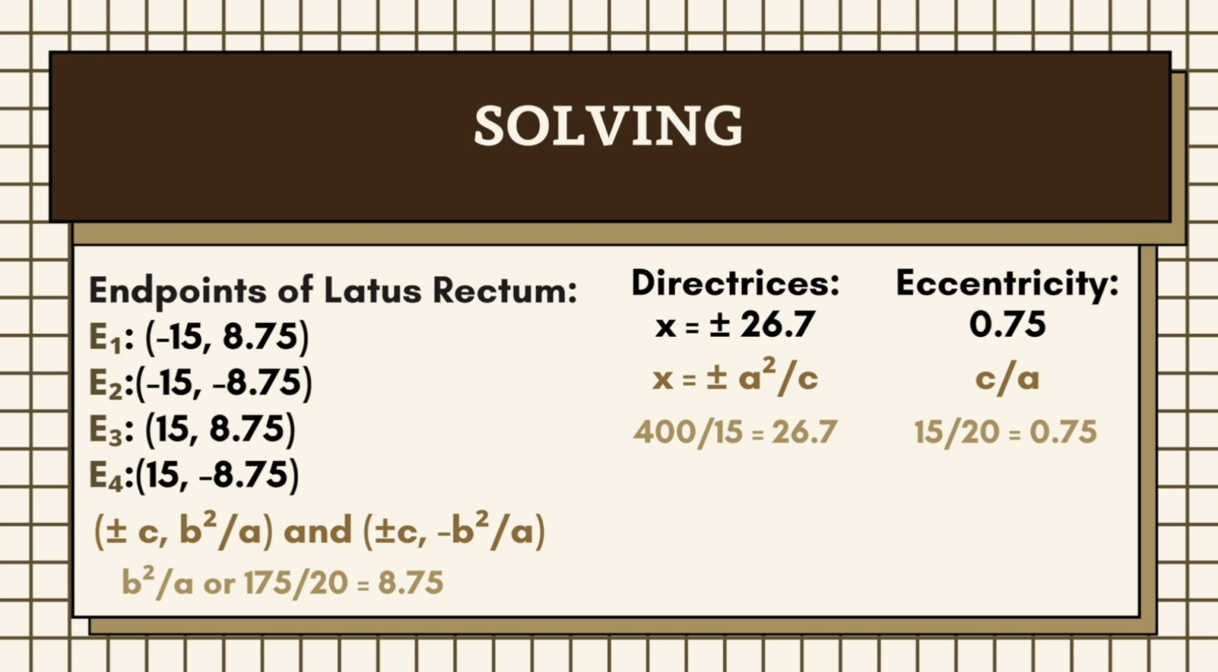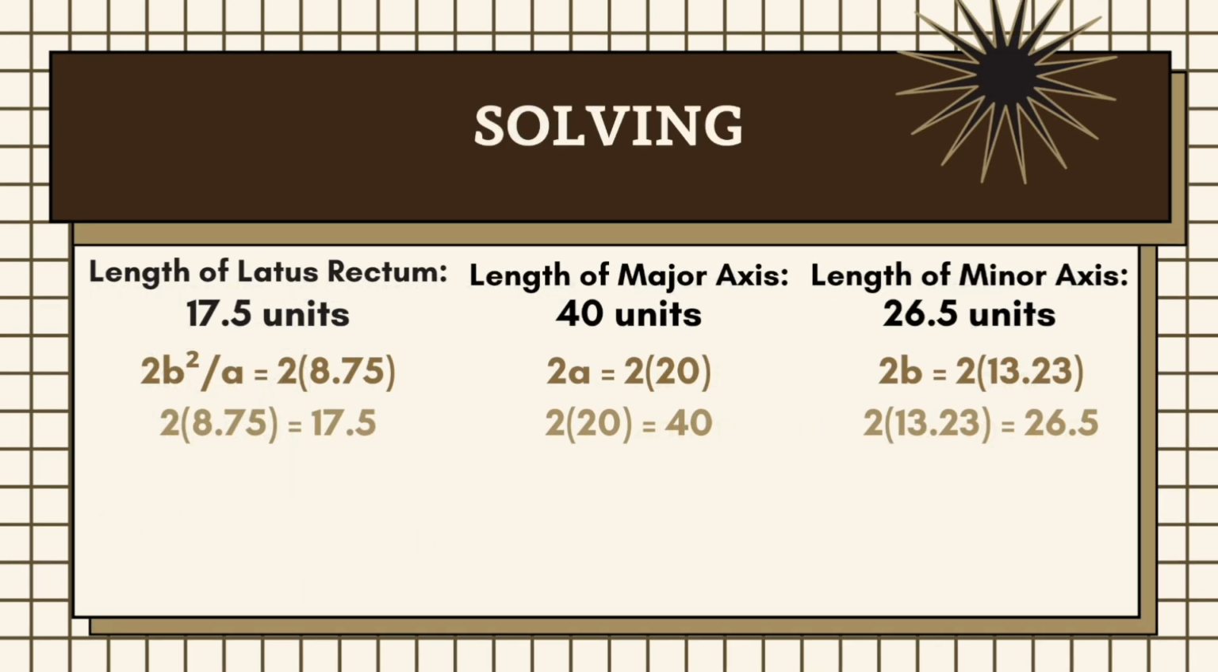Substitute the given into the formula and we get 400 over 15, which can be simplified into 26.7. Eccentricity's formula is c over a, which is also 15 over 20, or 0.75. One characteristic about an ellipse is that its eccentricity is always less than 1. Next, we have the length of the latus rectum, which is simply 2 times b squared over a.